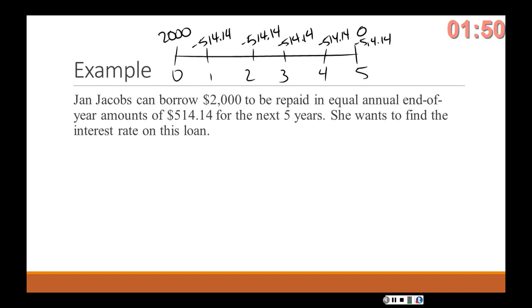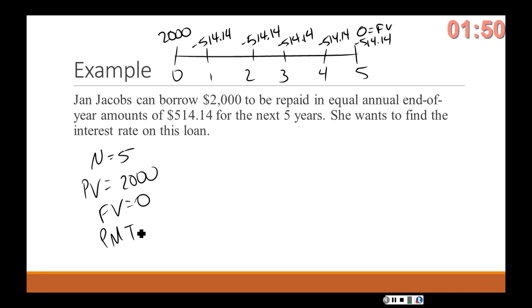So the future value here is 0, but you still have to make a payment in the 5th year. So N is equal to 5. We're wanting to solve for the interest rate. The present value is 2,000. Future value is 0. And the payment here, remember, equal periodic cash flows, is the negative $514.14. So we can solve for the interest rate.